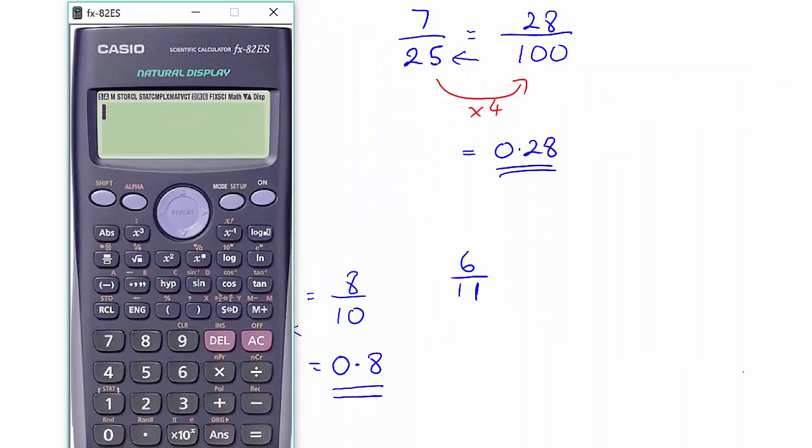So 6/11, we'll just do that. It says 6/11, but if we press this button here, it'll change it to a decimal, and then it's 0.545454, and so on.